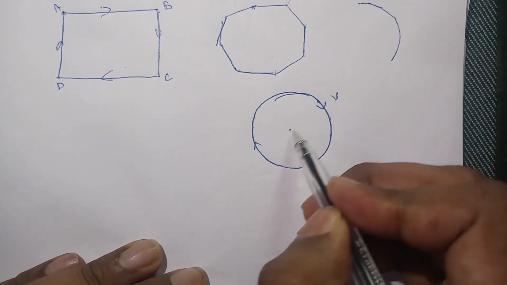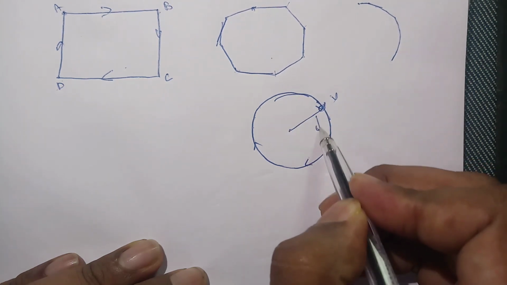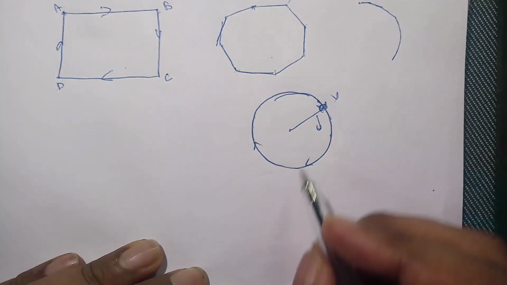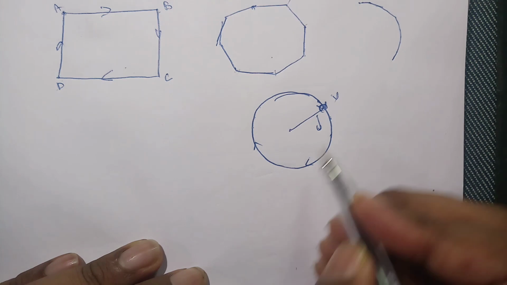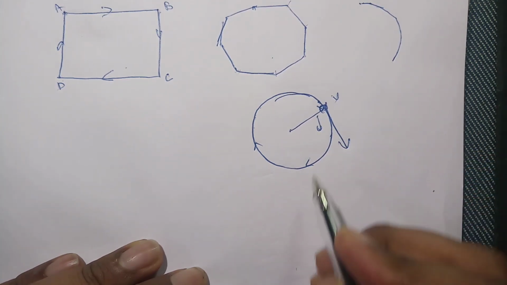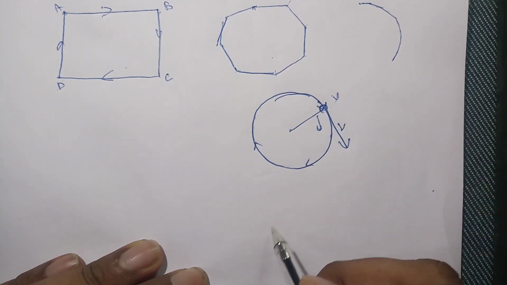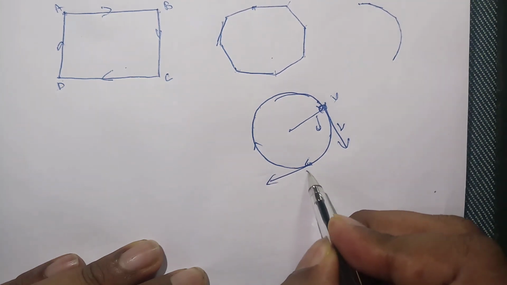Just think like this. You have a stone here which is tied to a rope, and you are allowing it to rotate like this. Now, in between, if the rope breaks, in which direction will the stone go? It will go like this. What is the meaning of that? When the object was here, its velocity was along this direction. When the object is here and the rope breaks, it will go like this.